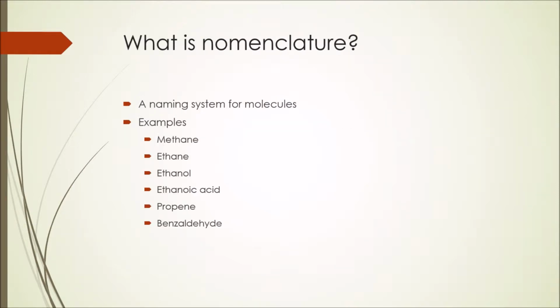So first of all, what is nomenclature? Well, it's a naming system that we use for molecules. A few examples of these include methane, ethane, ethanol, ethanoic acid, propene, benzaldehyde. They're all examples of molecules that we have given a name based on the IUPAC naming system.